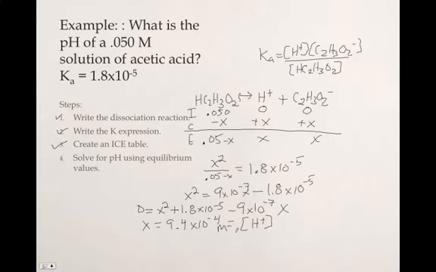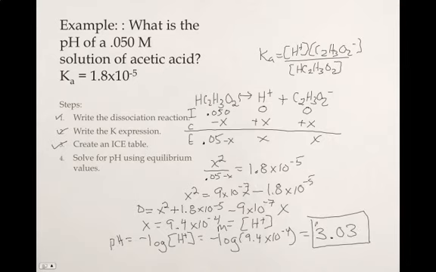And so pH, remember from the pH notes, is the negative log of our H plus concentration, which is equal to the negative log of this. So the negative log of 9.4 times 10 to the negative fourth, which equals 3.03. And there's our answer.